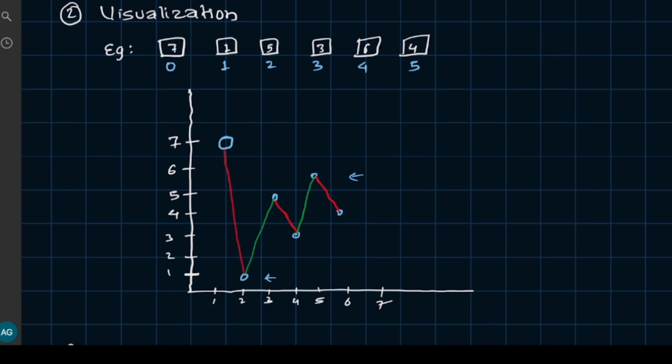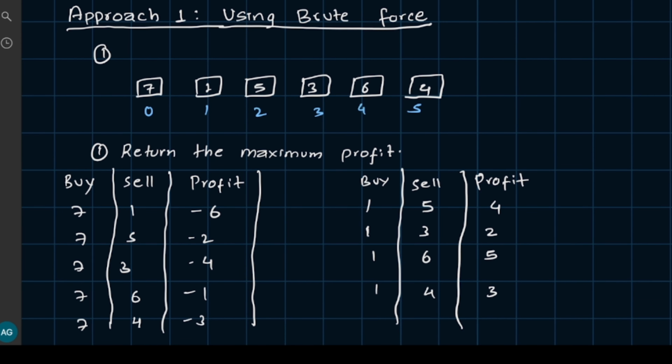The maximum profit that we can get is if we bought the stock on day 2 at a price of $1, and sold the stock on day 5 at a price of $6, we're gonna have the maximum profit of 5. As a part of this video, we're gonna look into two approaches by which we can solve the problem. The first one will be the brute force way.